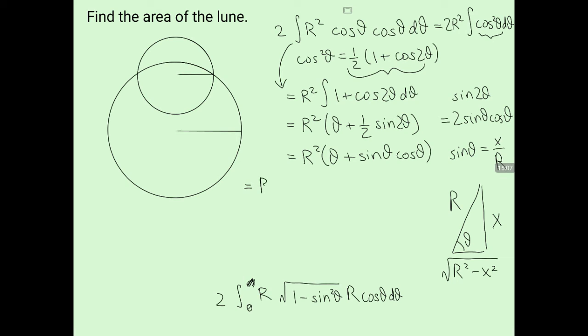So let's just write that over here. R squared times arc sine of x over r. And now we're going to add sine theta cosine theta. Sine theta is x over r, and cosine theta is root r squared minus x squared over r. So right now we want to evaluate it at r and 0, because that is what we wanted to do with our definite integral. Before it was in terms of theta, but now it's back in terms of x. So now we can evaluate.